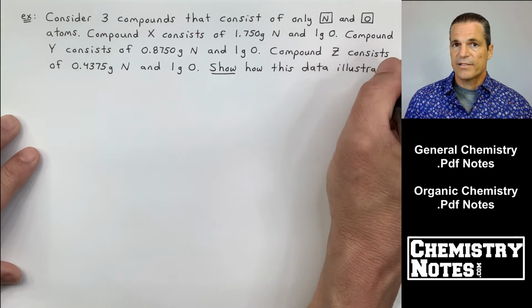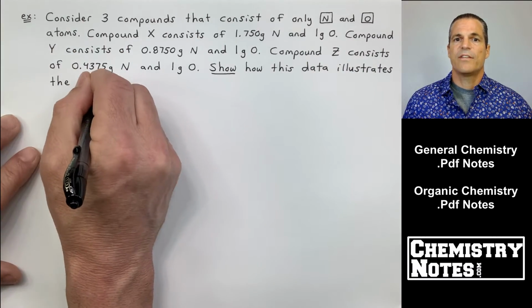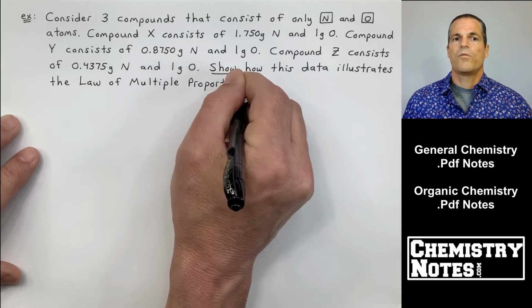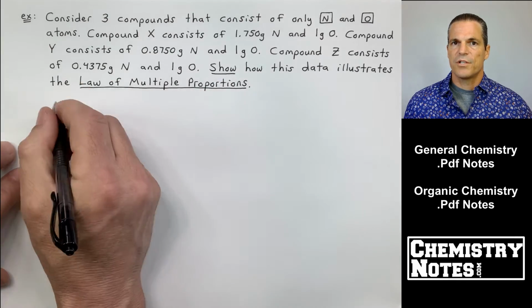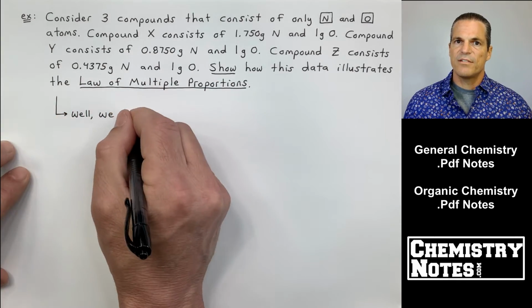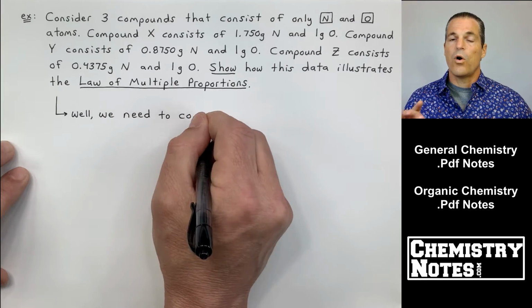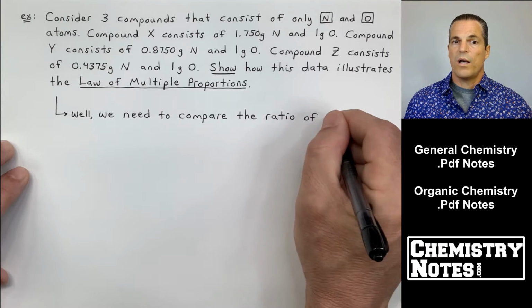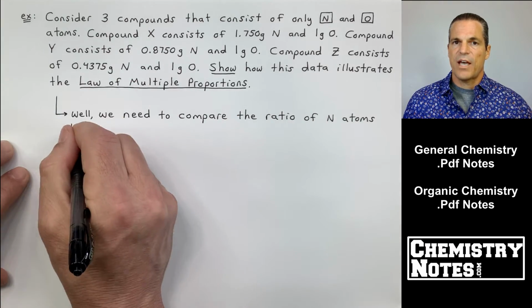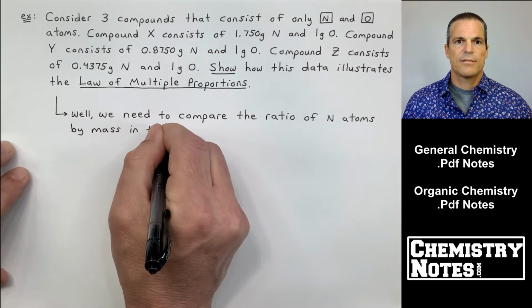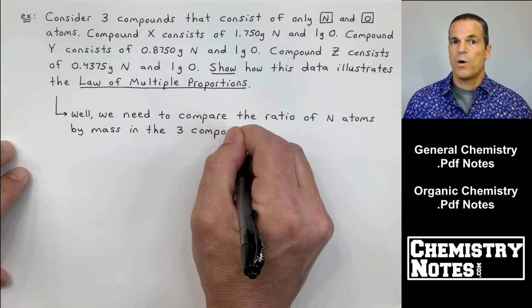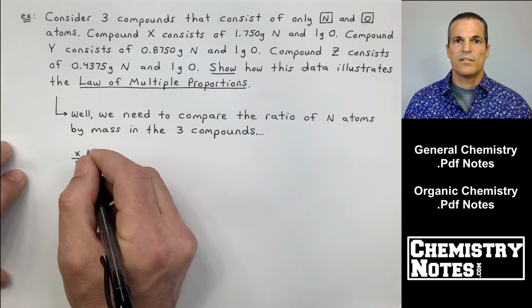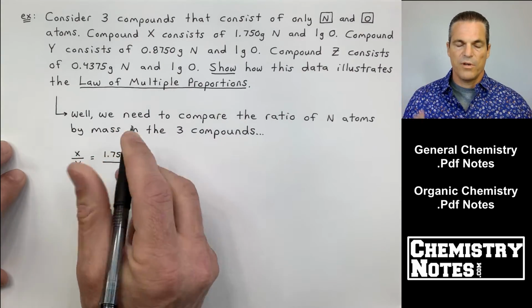All right, our objective is to show how this data illustrates the law of multiple proportions. Well, if we want to show the law of multiple proportions, we have to show that the nitrogens are all in whole number ratios to each other. So we need to compare the ratio of nitrogen atoms by mass in the 3 compounds X, Y, and Z. The oxygen is kind of like the placeholder. It's kind of like the C was in CO and CO2 in our previous example.